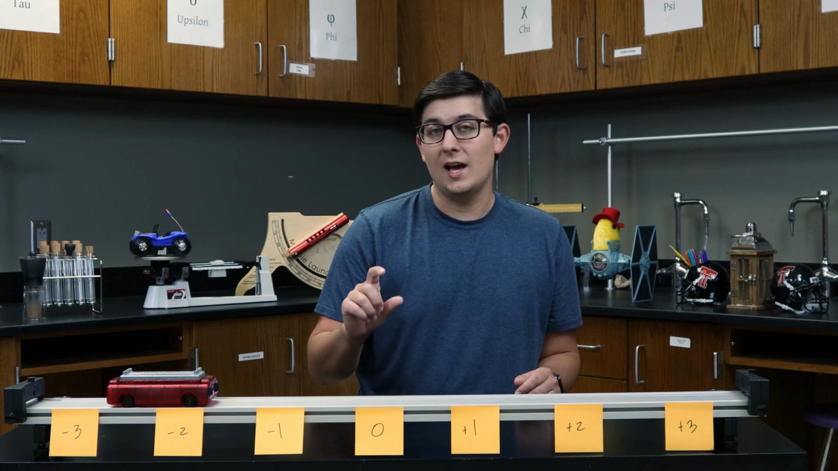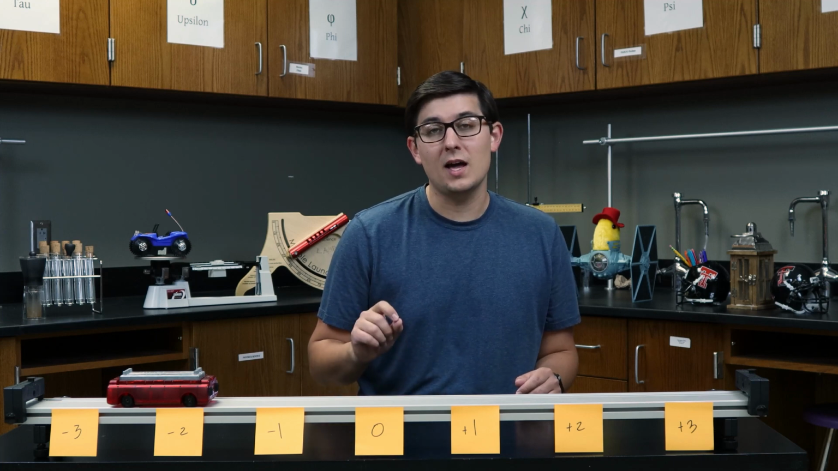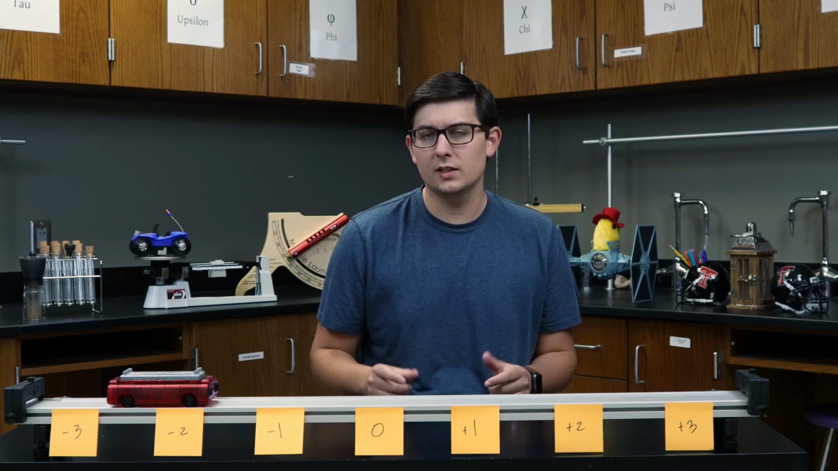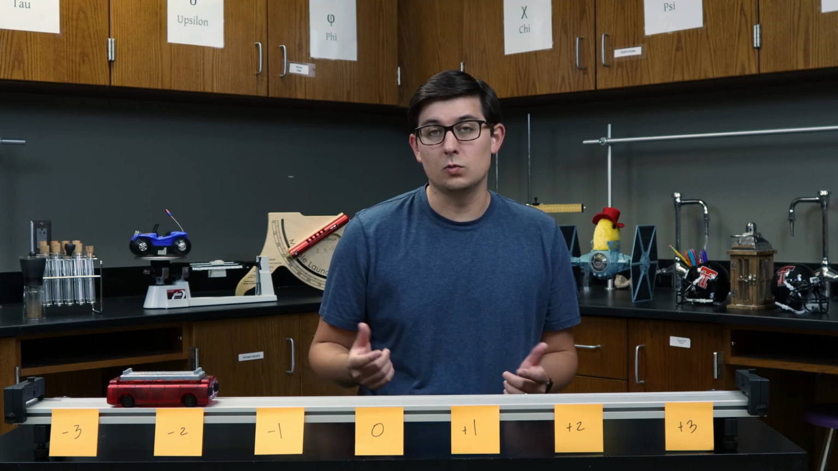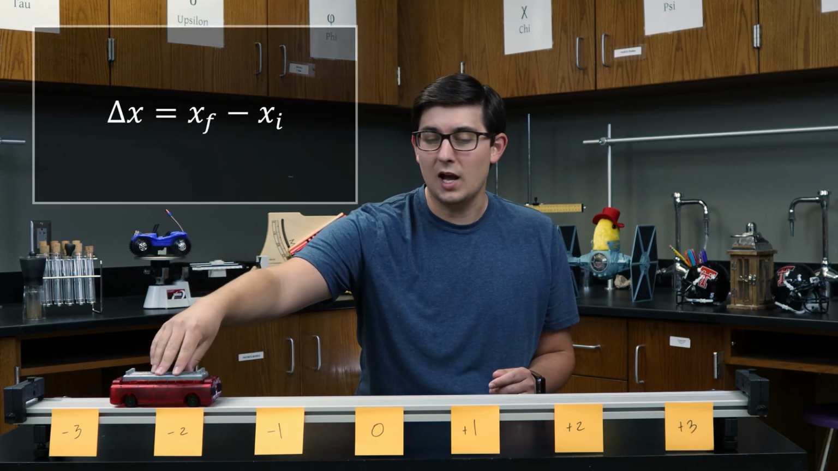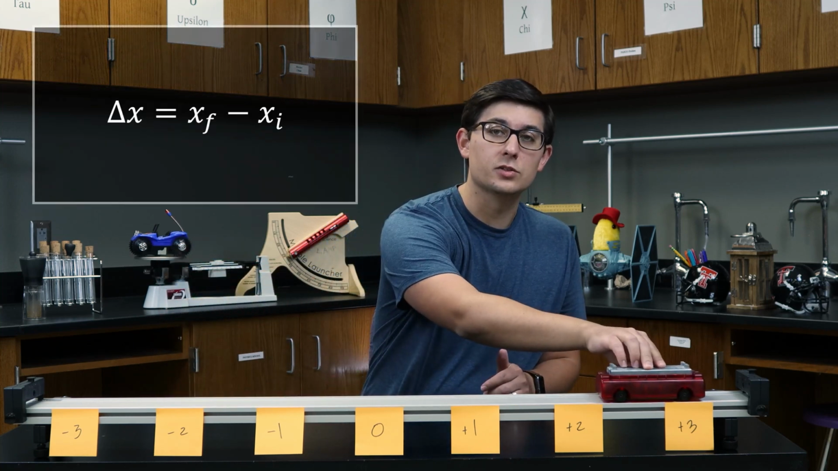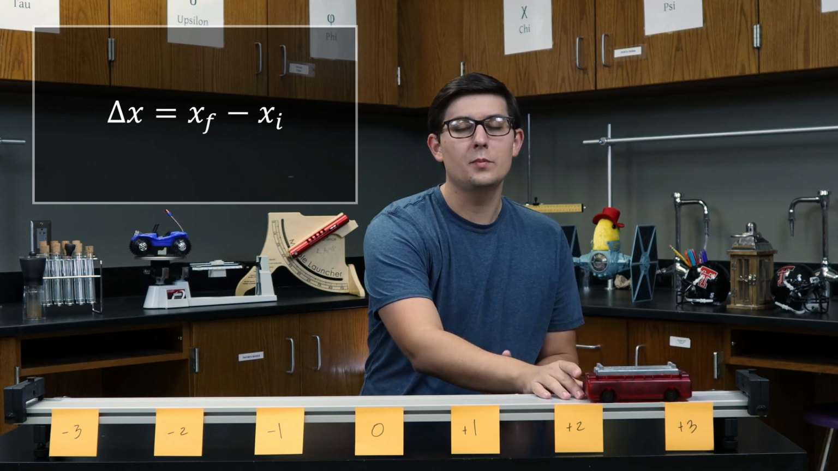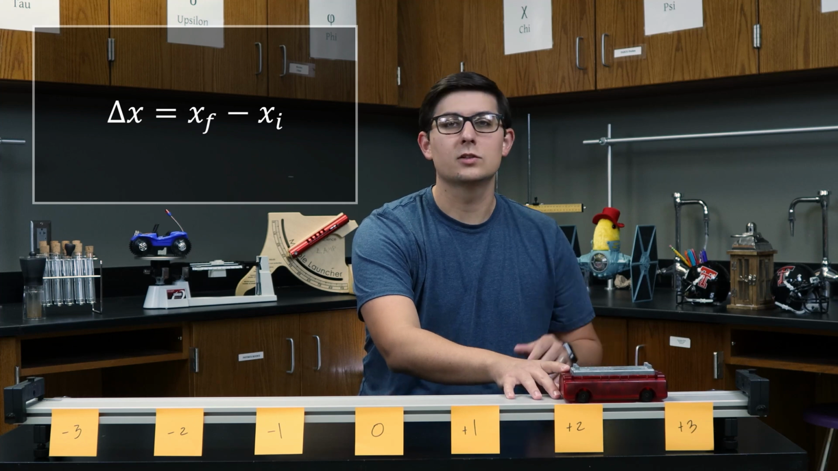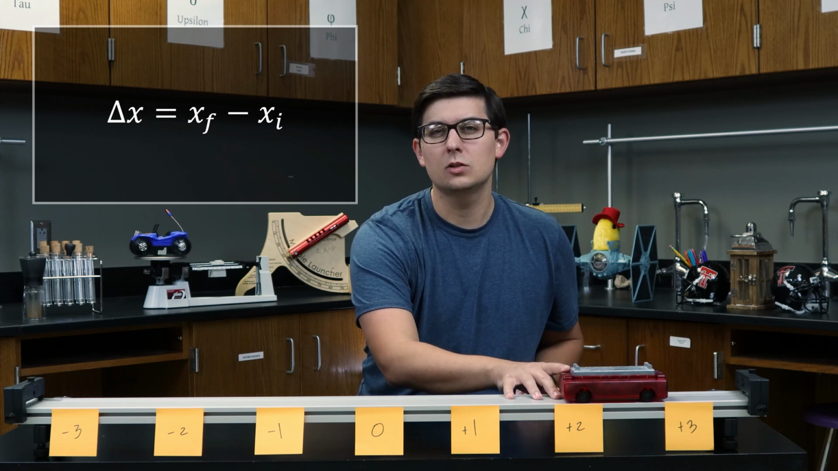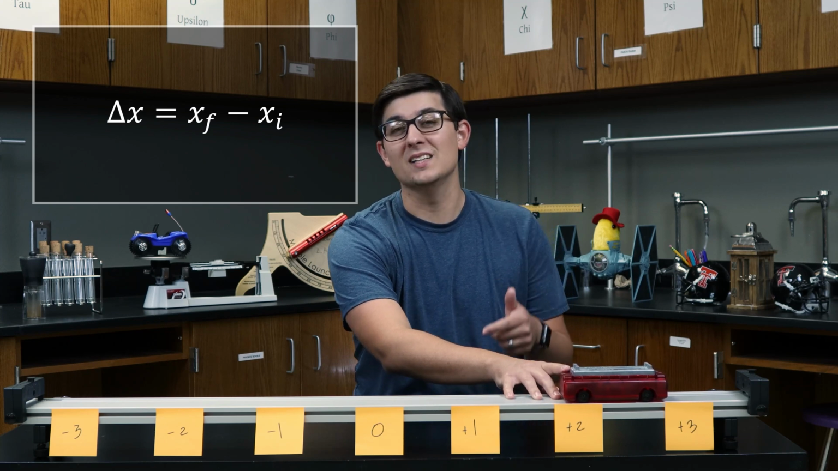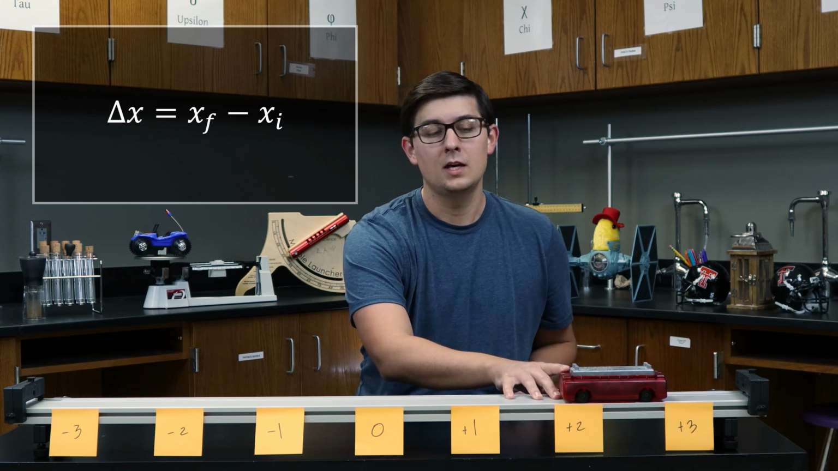So delta x is the change in position, and mathematically I could write out a formula to find it. And if it's a really simple idea like change in position, then the equation is really simple. I'm going to take my final position and I'm going to subtract from that my initial position. And when I write out the equation, I'm going to use a subscript f to communicate my final position, and a subscript i to communicate my initial position. Thus, the equation is going to be delta x is equal to x sub f minus x sub i.